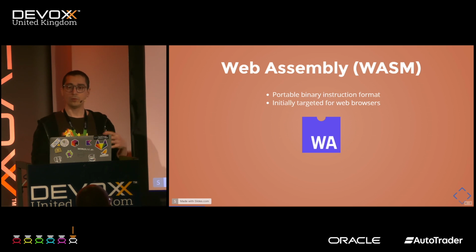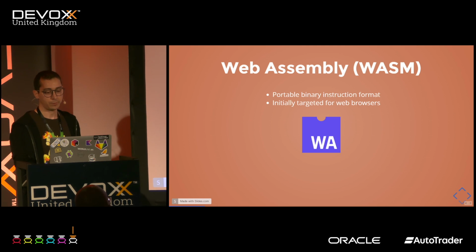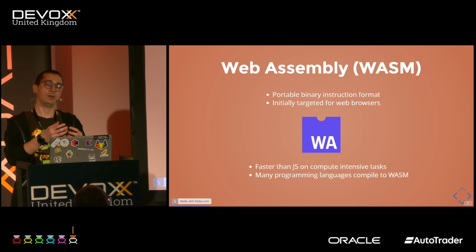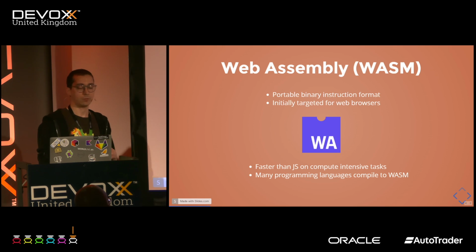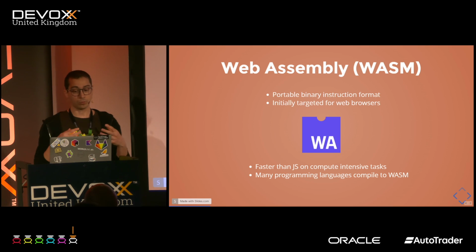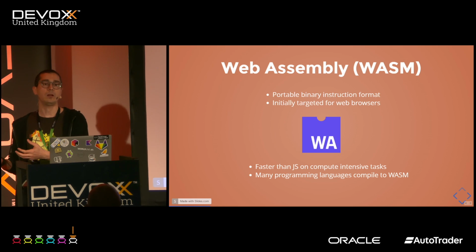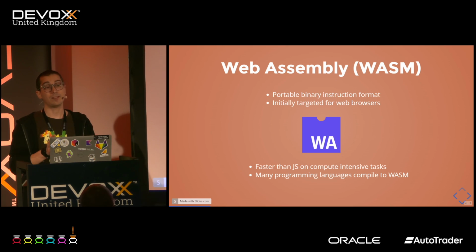It allows running alongside JavaScript. It was initially targeted for web browsers, and one of its main uses is to run compute-intensive tasks. Sometimes it's faster than running them in JavaScript. But the advantage that I see, which is really a powerful feature of WebAssembly, is that many languages compile to WebAssembly. So it's a way to make code written in other languages run on browsers. WebAssembly also runs outside of browsers, but that's not the scope of this presentation.